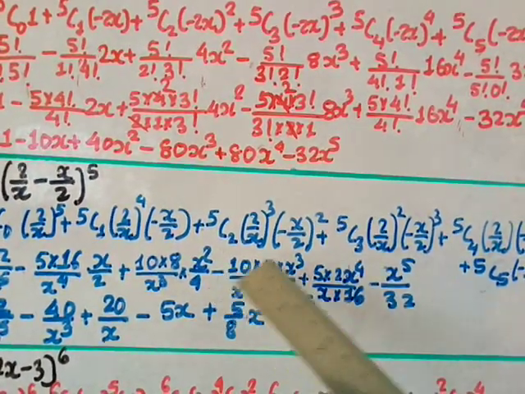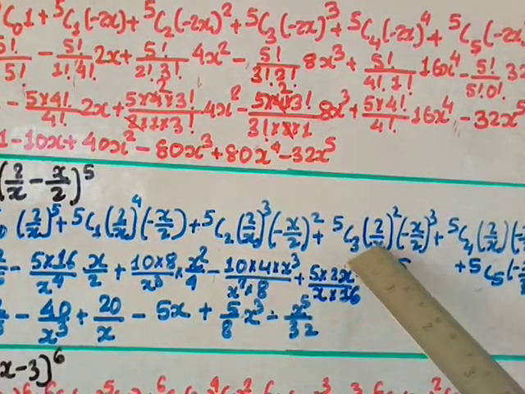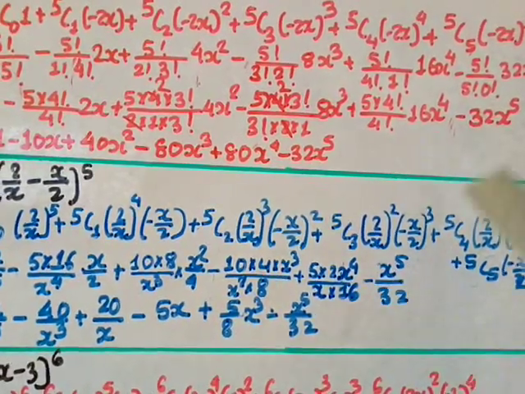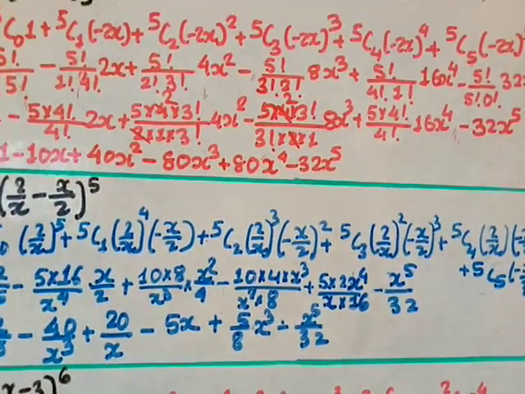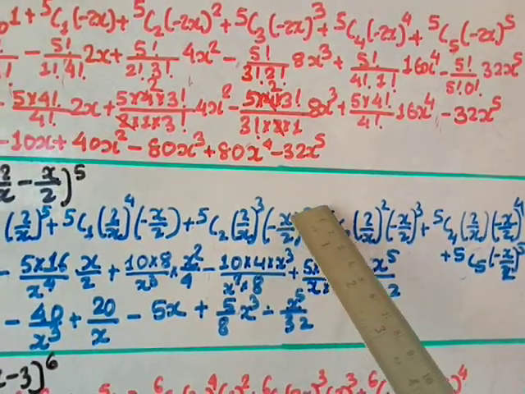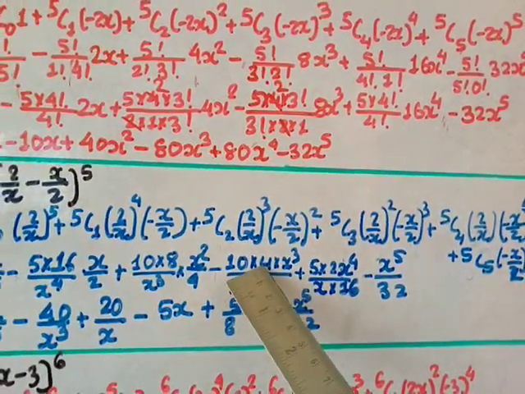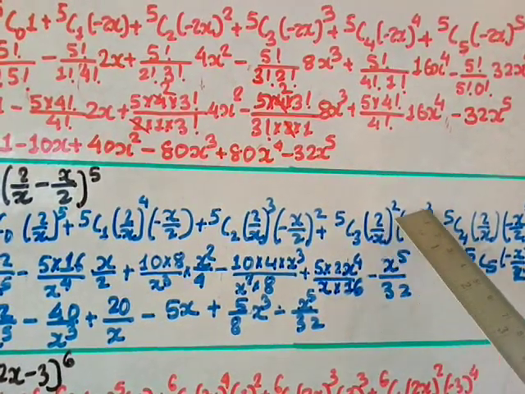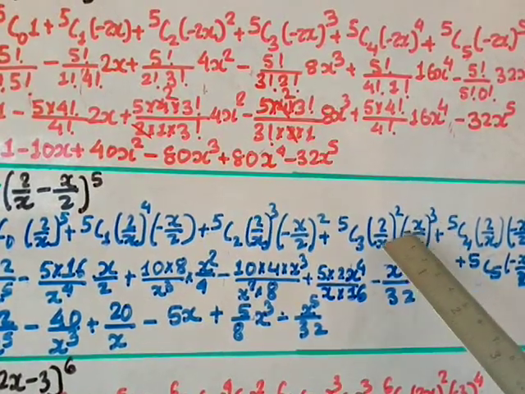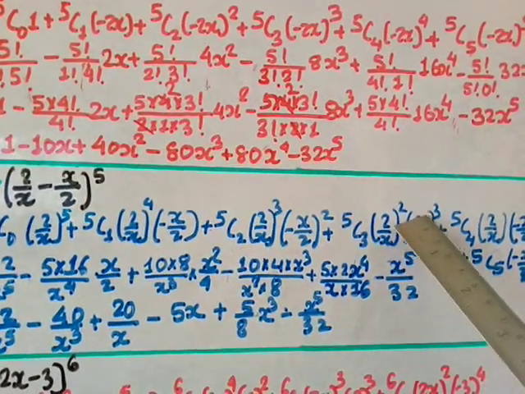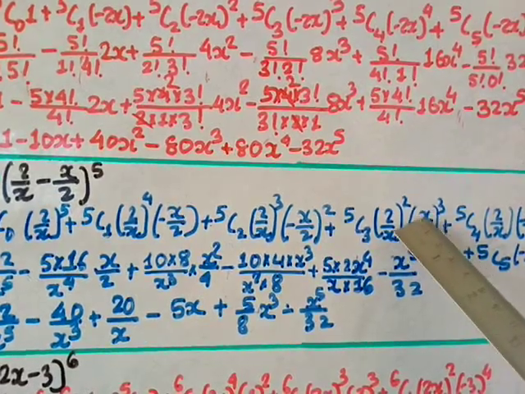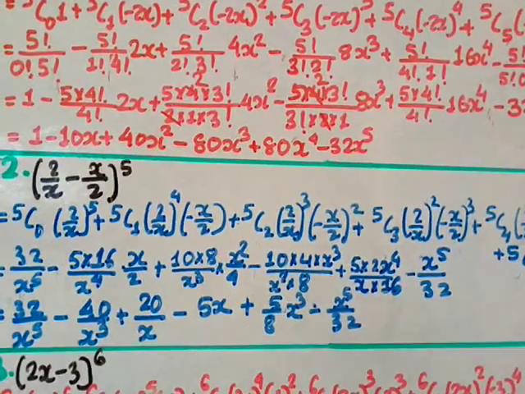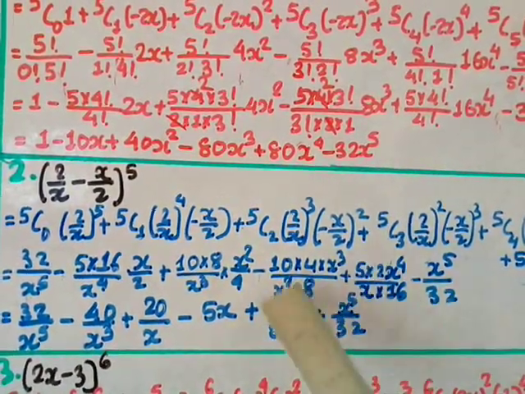This coefficient is 10 and this 2 square is 4, divided by x square, and this x square I have written here. Now here minus power odd number, right? Minus power 3, so this minus will come here, and this x cube will be here, and this x by 2 power 3, so it is 8 here. I am cutting in the next step, so here just leave it as it is.